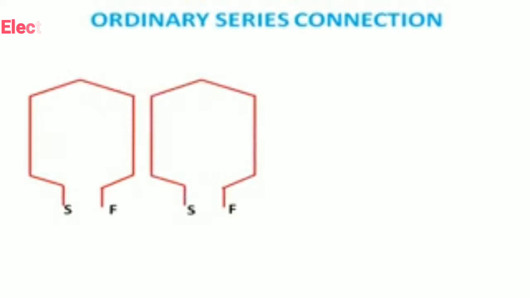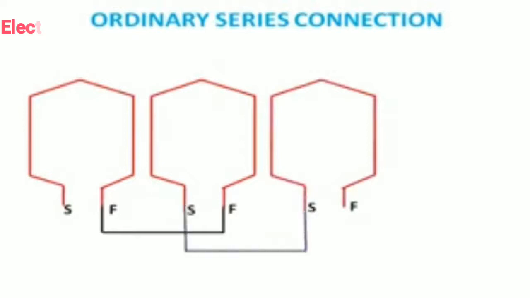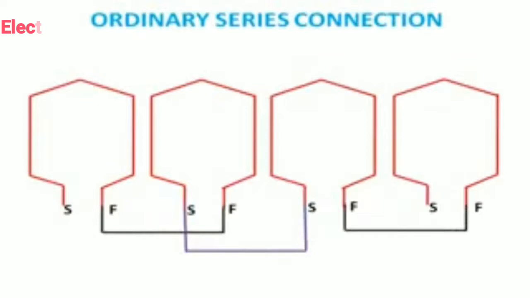Now see one by one. Ordinary series connection. This is a coil group. The ordinary series connection will be finish to finish, then starting to starting, finish to finish. This combination will continue. You can see that the first coil group and second coil group are connected finish to finish. Then second to third, starting to starting will be connected. Then third to fourth, again finish to finish will be connected. And finally, the terminals of one phase will be starting to starting.